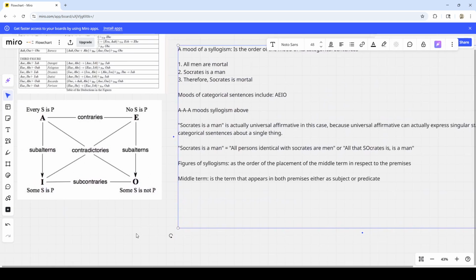Now, there is what we call a major premise and a minor premise, and a major term and a minor term.